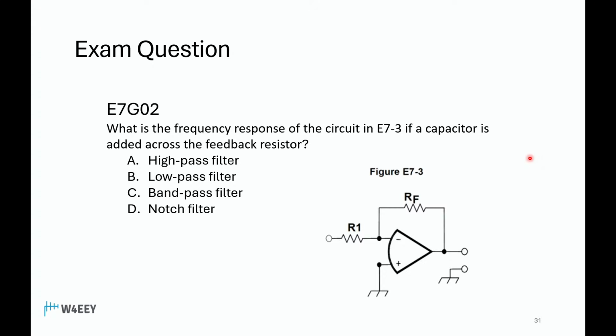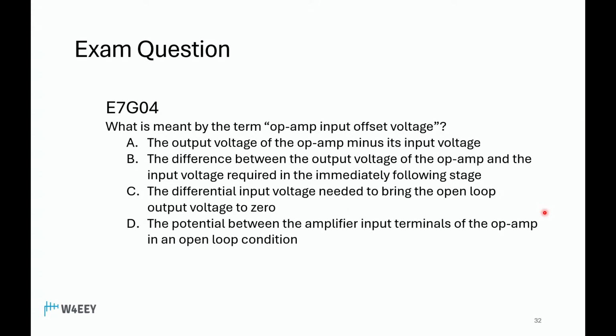What is the frequency response of this circuit if a capacitor is added across the feedback resistor? Bravo. It is Bravo. It's a low-pass filter. It's just one of those things you need to memorize, I guess. What is meant by the term op-amp input offset voltage?